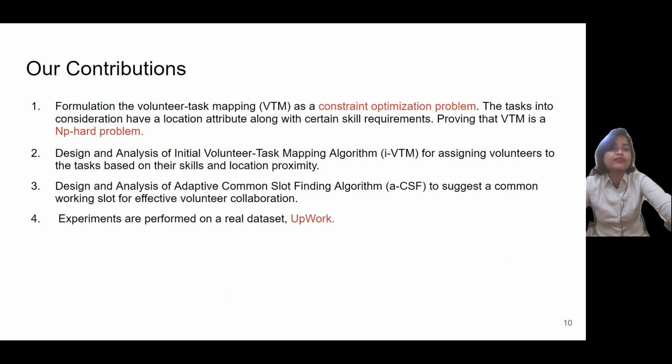These are the contributions. First, we formulate the VTM problem and also prove that it is an NP-hard problem. We design and analyze i-VTM, an initial volunteer task mapping algorithm for assigning the right volunteers for the right task based on the skill requirements and spatial proximity. Next, we also design and analyze an adaptive common slot finding algorithm for recommending the right common working time slot to the volunteers for efficient collaboration. We also evaluate our experiments on a real-life data set called UpWork.